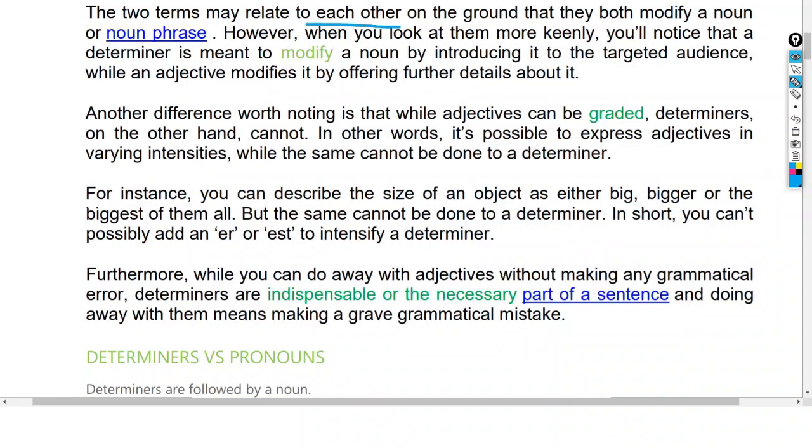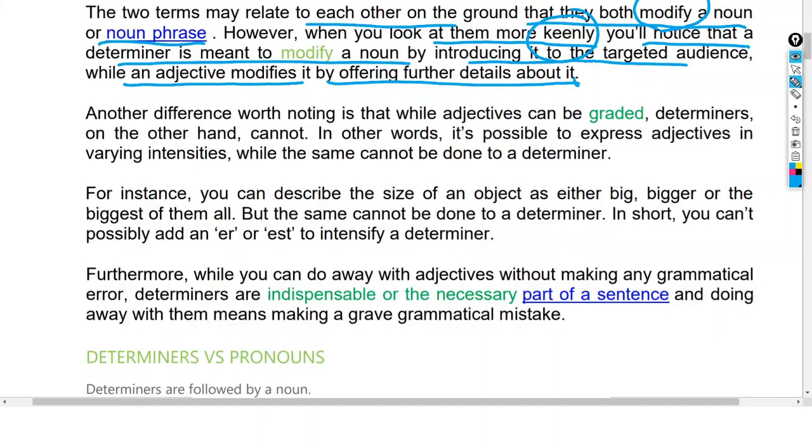The two terms may relate to each other on the ground that they both modify a noun or a noun phrase. Who modifies? The adjective or the determiners. However, when you look at them more closely, you will notice that a determiner is meant to modify a noun by introducing it to the targeted audience, while an adjective modifies it by offering further details about it.